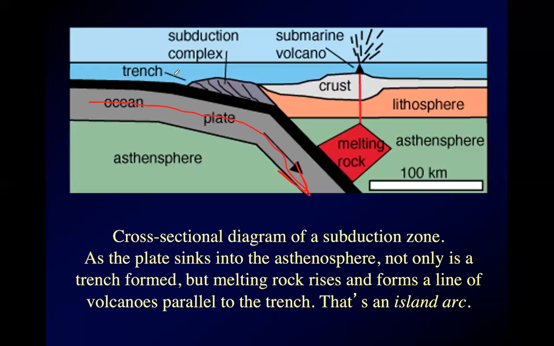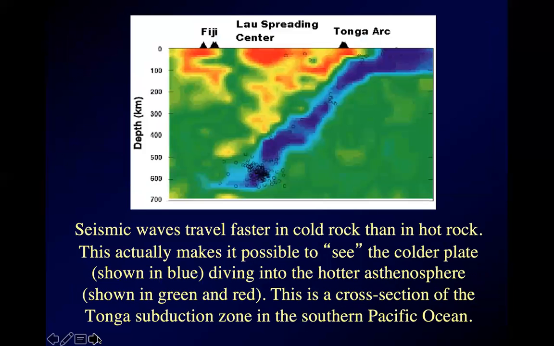And where that plate sinks, not only do you get a trench, but as it sinks, parts of it begin to melt, and melting rock starts rising and punches up through the crust and forms a line of volcanoes parallel to the trench. That's a volcanic arc. I've got island arc written here, but it doesn't always form a chain of islands. So a better term would be volcanic arc.